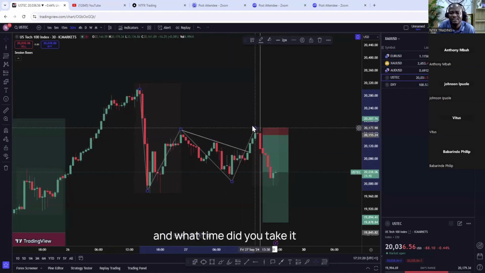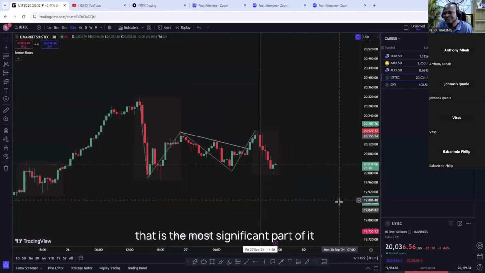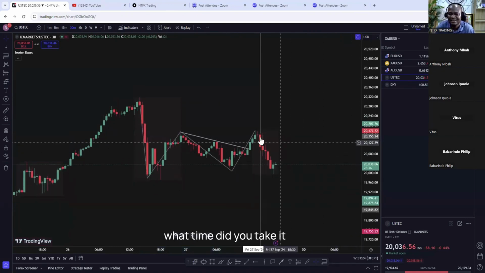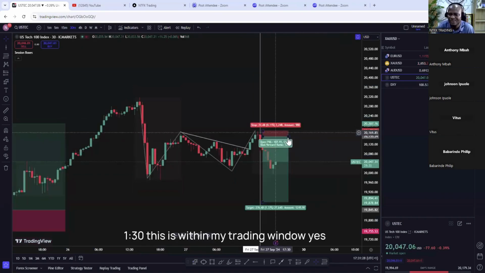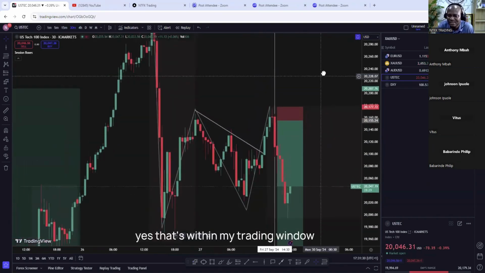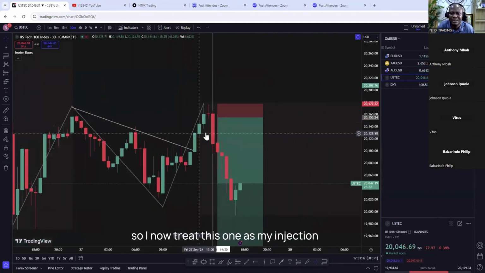And what time did we take it? That is the most significant part of it. What time did we take it? 1:30. This is within my trading window. Yes, that's within my trading window. So I now treat this one as my injection.